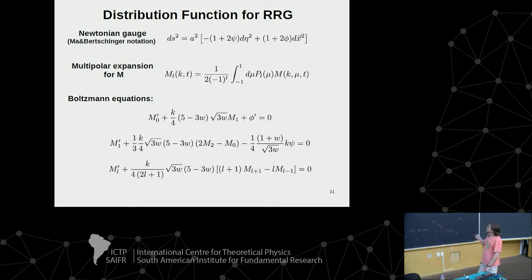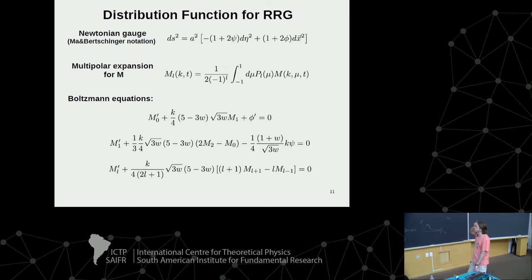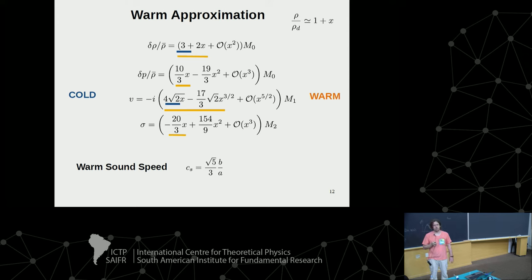So the structure is pretty much the same as what you get for photons or neutrinos. You have the M0 equation coupled to M1, then M1 to M2 and M0. And then for L2 and higher, you have this structure for the equations. Okay, so these are the full equations. Now, let's go to the warm approximation to see if we can understand something.